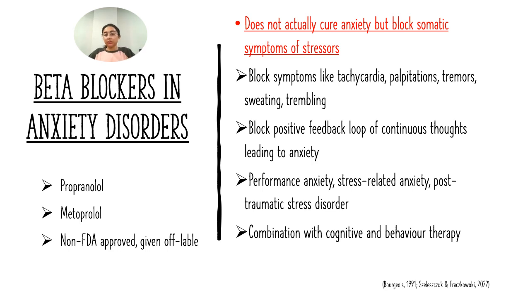These are usually used in performance anxiety, stress-related anxiety, and post-traumatic stress disorder, breaking the positive feedback loop of continuous thought that can lead to more and more anxiety. Just like in hypertension, beta blockers cannot work effectively as monotherapy, or used without combinations. So it is suggested that they be used in combination with cognitive and behavior therapy.